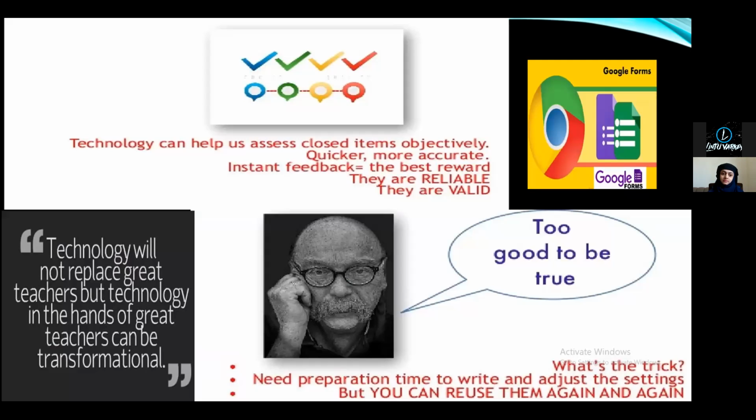We know that technology will not replace great teachers, but technology in the hands of great teachers can be transformational. Technology can help us access closed items objectively, quicker, more accurate, with instant feedback, the best reward. They are reliable, they are valid. Then what is the trick? We have to spend some time making the form and adjusting the settings, but you can reuse them again and again.